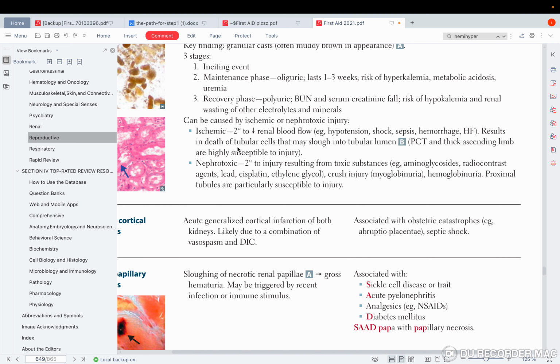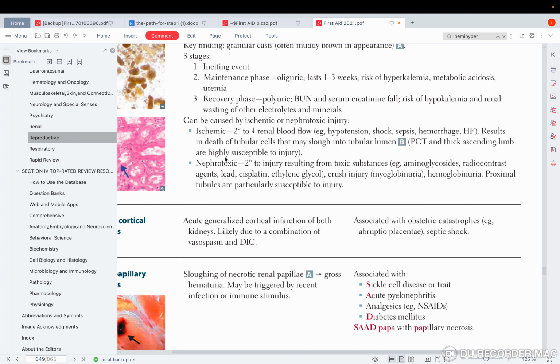So the next thing is nephrotoxic. The nephrotoxic thing is secondary to injury resulting from toxic substances. So what are toxic substances? Like aminoglycoside. Aminoglycoside is a type of antibiotic. I want you to know that this drug is also ototoxic, which means it's toxic for the ears. So it can lead to deafness. Also, radio contrast agent. For example, someone who got a CT and then has kidney failure. What's up? It's nephrotoxin. Okay?